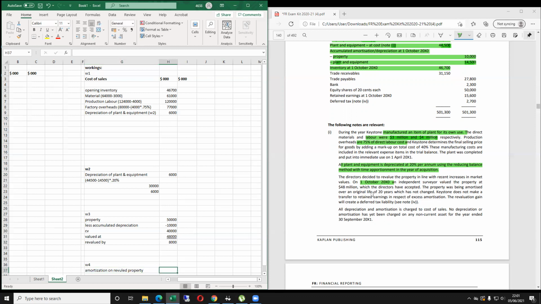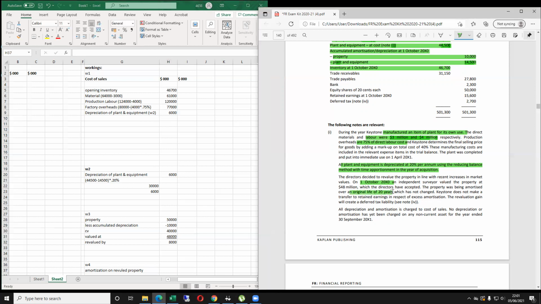So revalued property, we'll see 40. So now the depreciation will be on 48 million, because it happened at the beginning of the year. And it was how many years of life? It was 20 years. Original life was 20 years, it says.